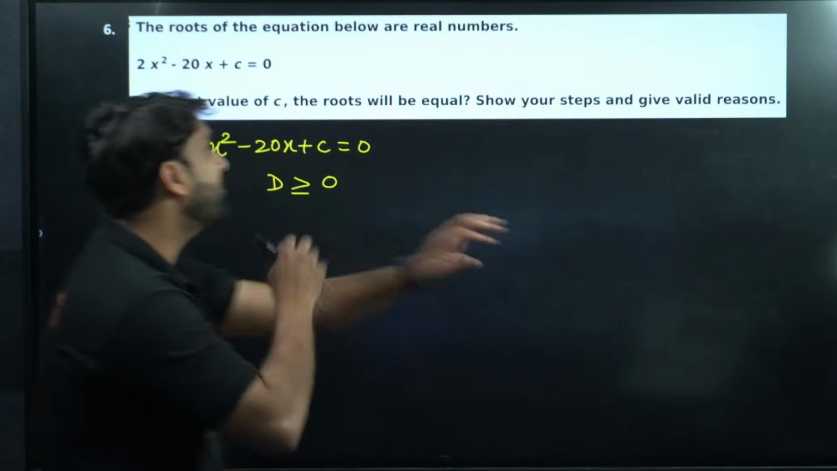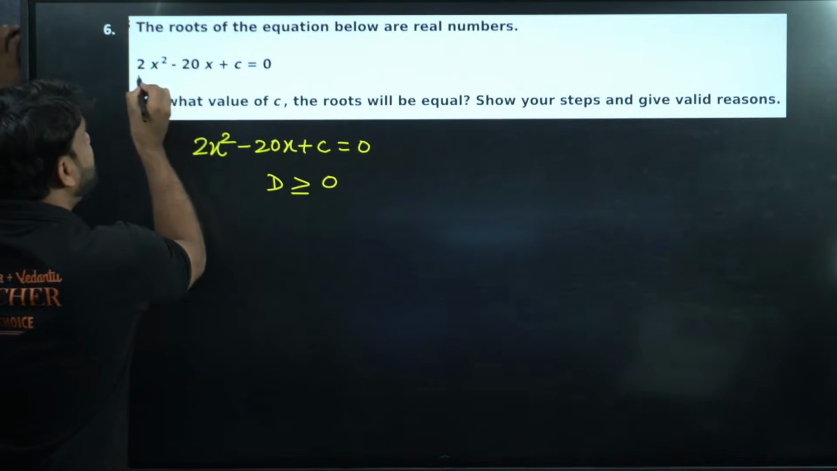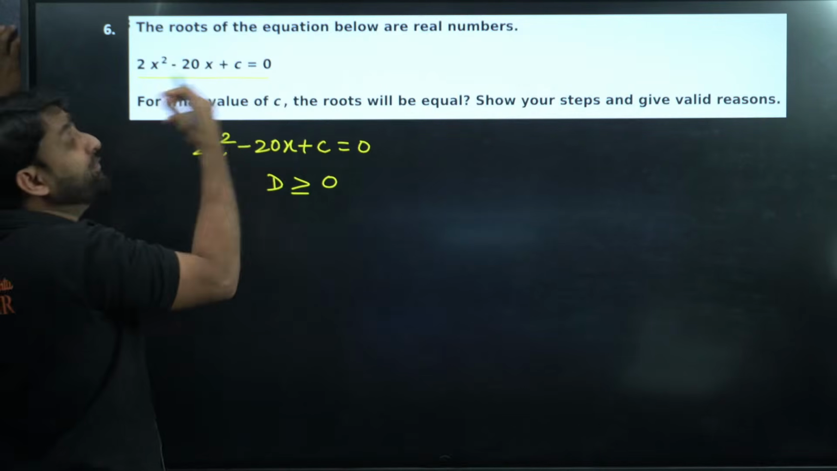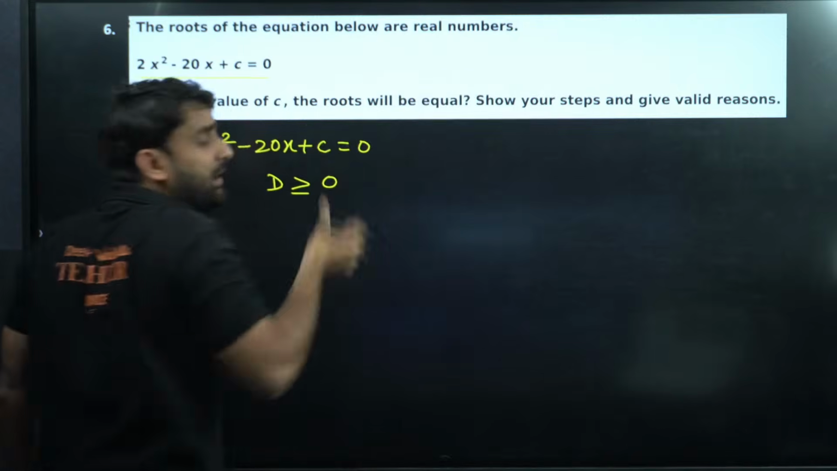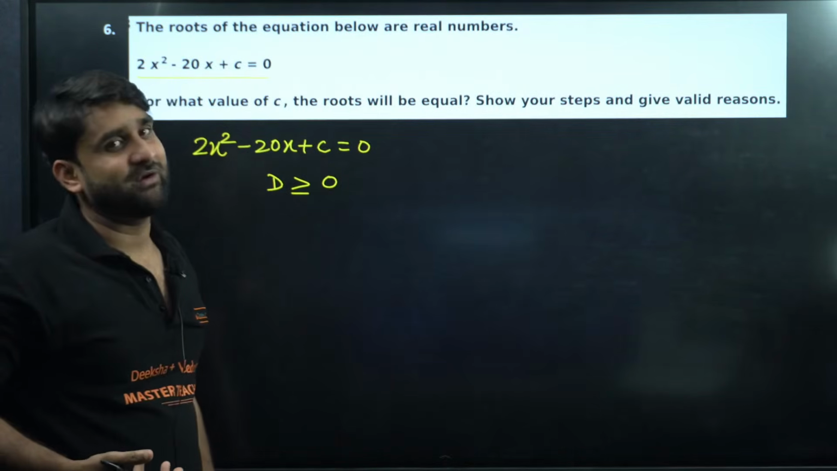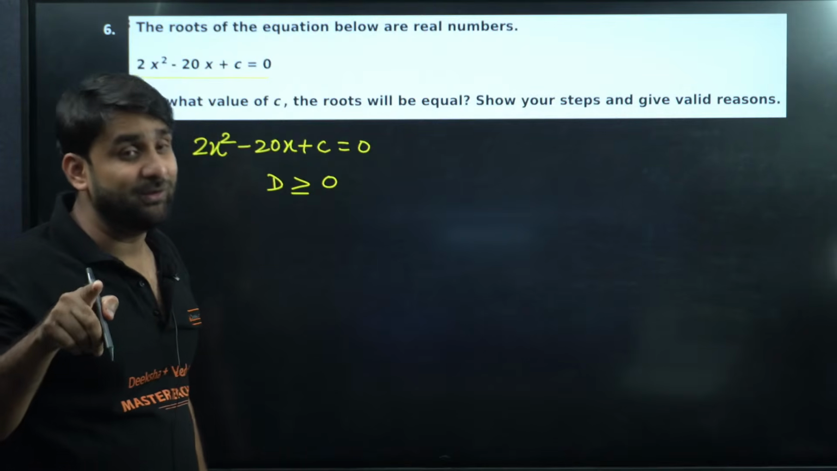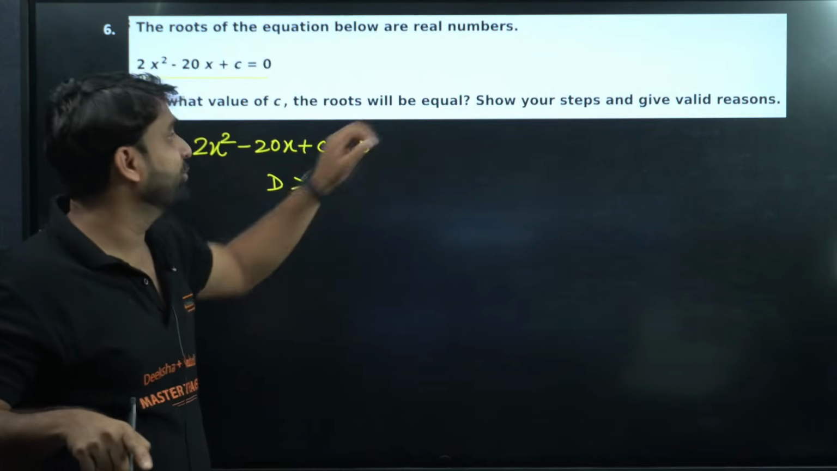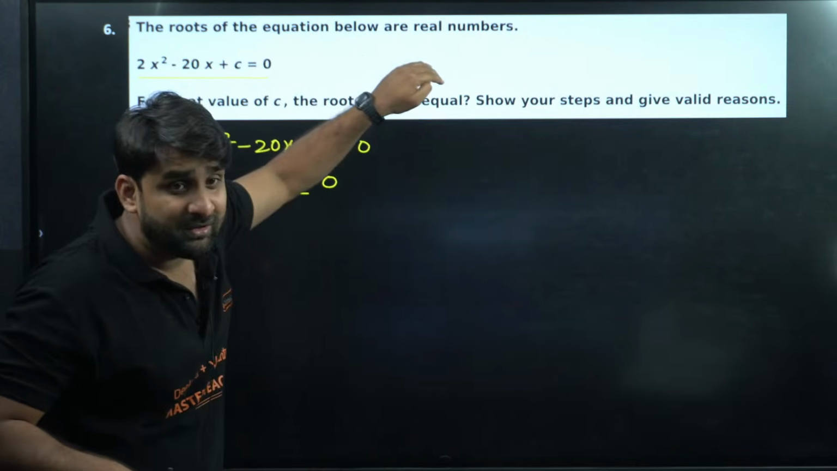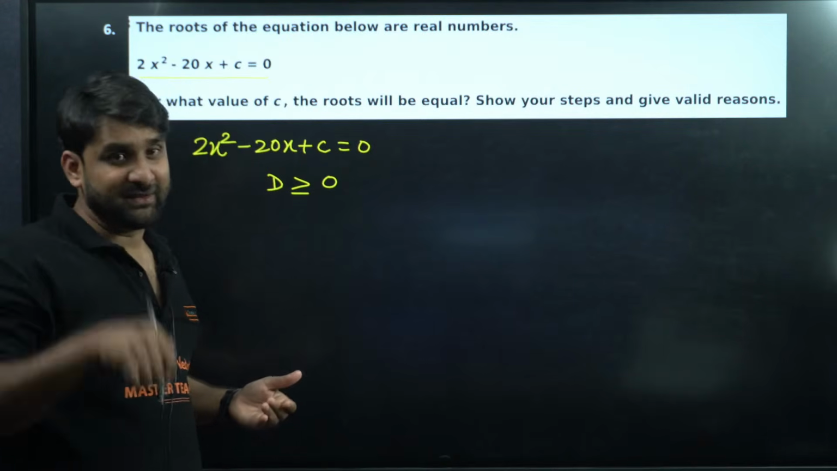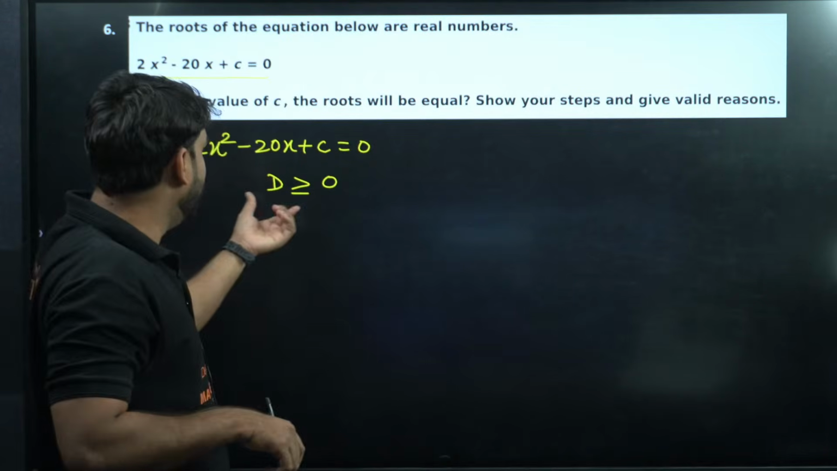So my dear champions, this quadratic equation is given to you. The question is, for what value of c will the roots be equal? We all know that roots will be equal to each other in a quadratic equation when D is equal to 0. Then only the roots will be equal. And for real roots, what is the situation? D should be greater than or equal to 0.